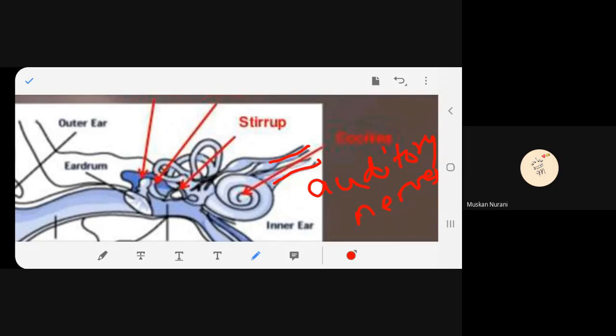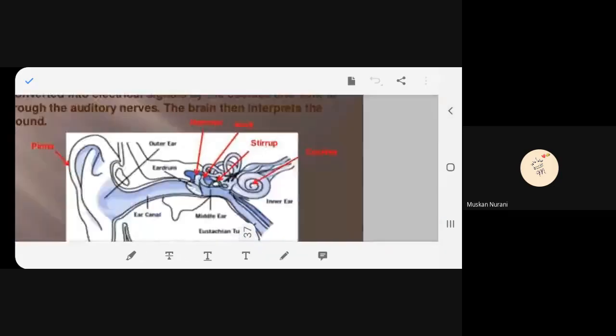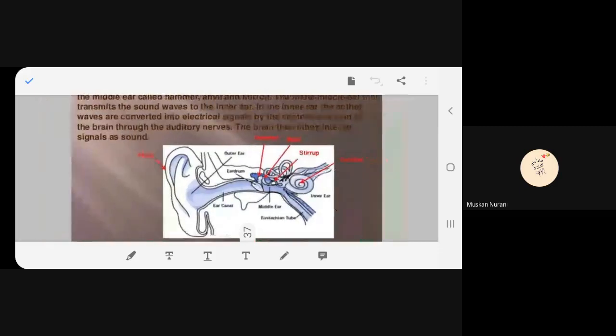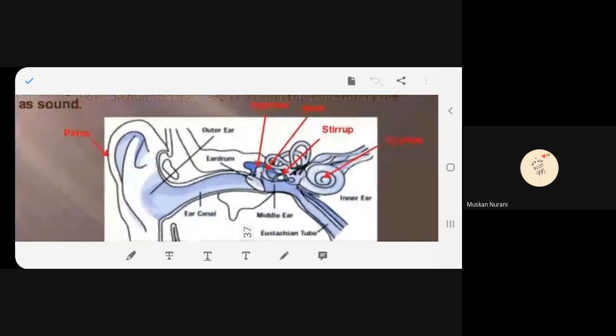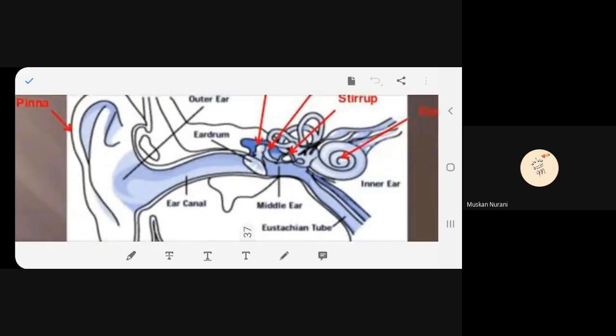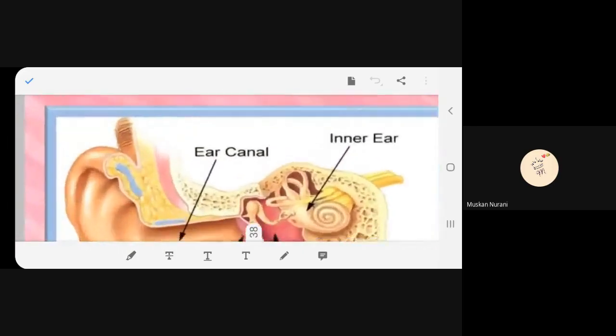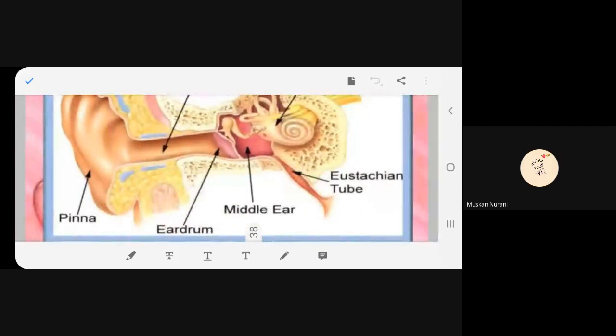Any problem? No, ma'am. Okay, fine. So I think you have understood it nicely, clearly rather, the function of our ears, what is happening inside our ear. Yes? Yes, ma'am.